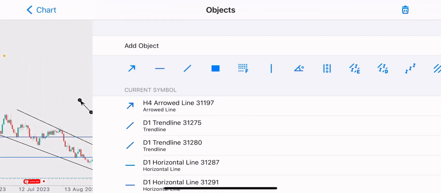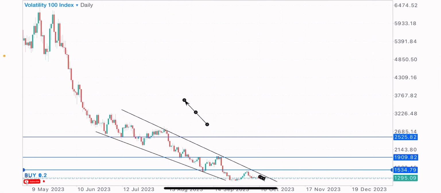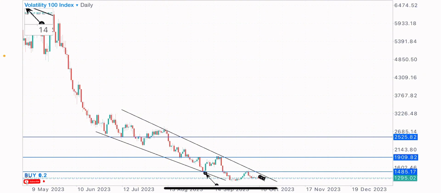Then we have this current support level at this zone that got broken and retested. This was a support level here, got broken, retested. Then we got the sells downside.